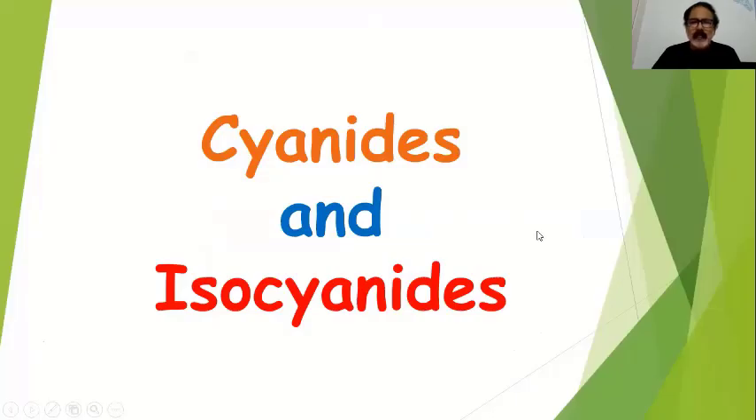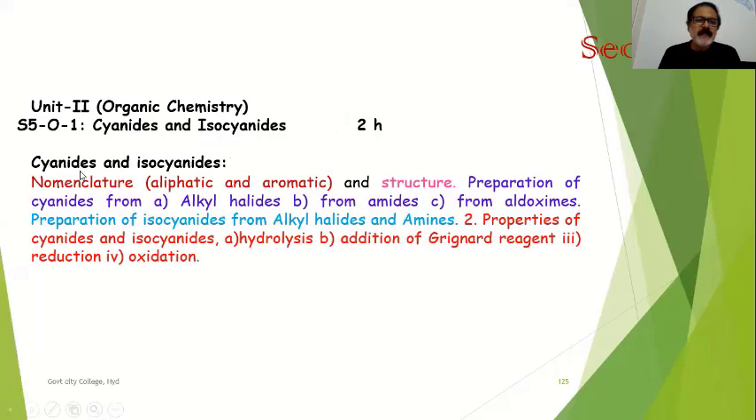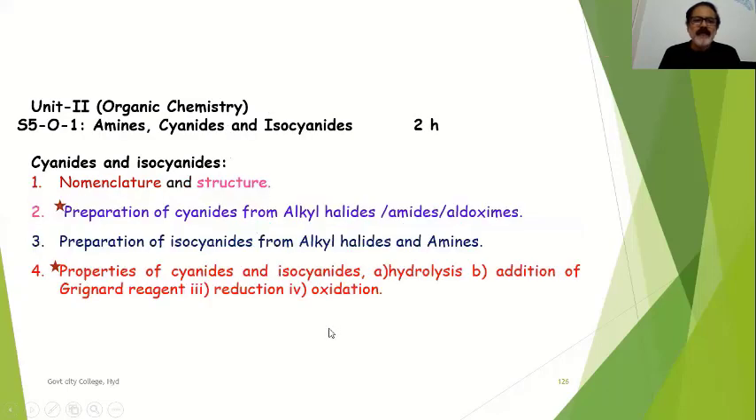Hello my dear friends. Today let us learn cyanides and isocyanides. The syllabus is very limited and can be completed easily. There are only 4 points in a nutshell: nomenclature and structure; preparation of cyanides from alkyl halides, amides and aldoximes; preparation of isocyanides from alkyl halides and amines; and properties of cyanides and isocyanides like hydrolysis, Grignard reagent reaction, and reduction and oxidation.